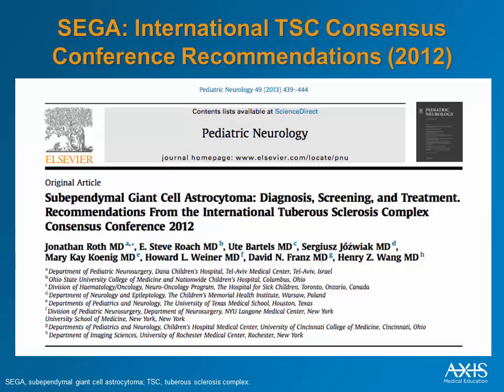But as I mentioned, these were followed up by international consensus recommendation guidelines, and these have been published as well, both in their entirety, or here referenced specifically as they pertain to SEGA, which included representatives from Europe as well as the United States in their formation. It also included neuroradiology and neurosurgeons in the debates on what the recommendations should be.